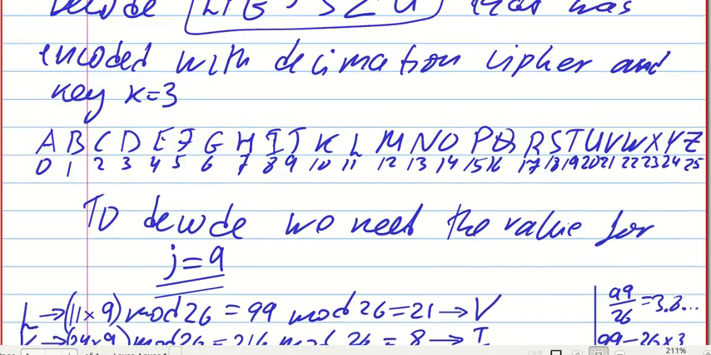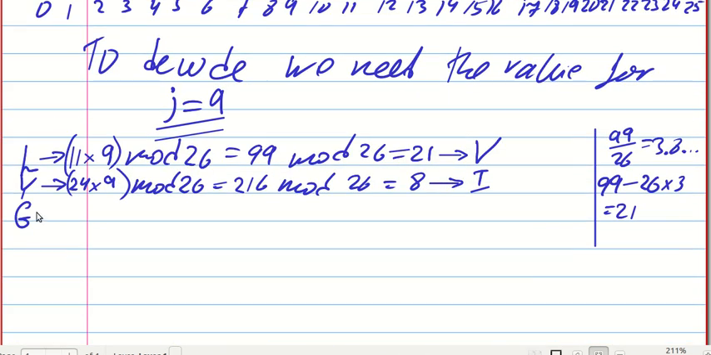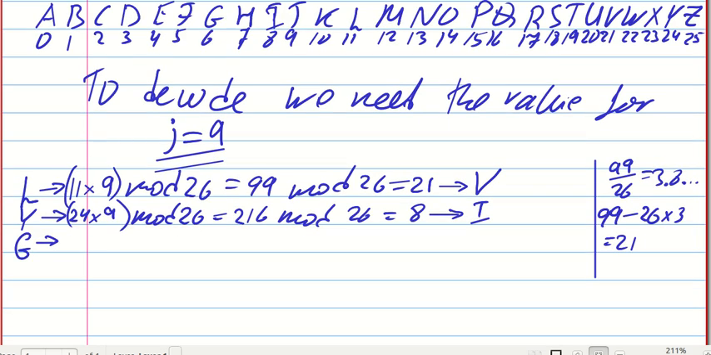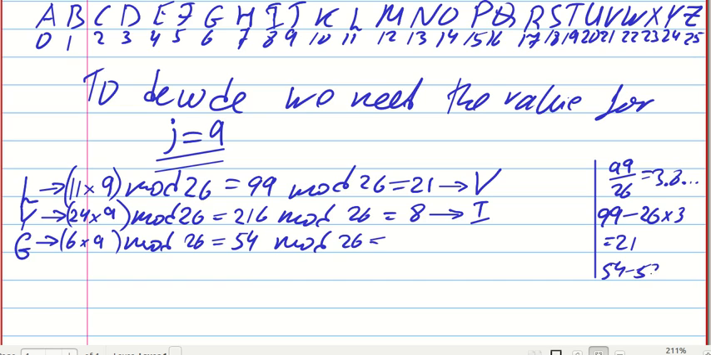Then the next letter we need to do is G. So we look up G in the alphabet. G is 6 times 9 mod 26. So it's going to be 54 mod 26. And 26 times 2 is 52. So it's 54 minus 52, or 26 times 2, will be 2. So we'll get number 2, and 2 is C.